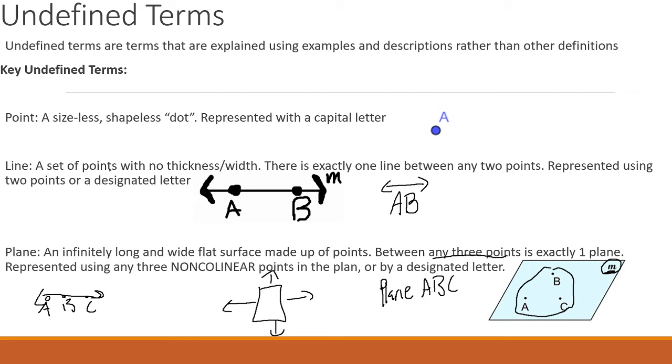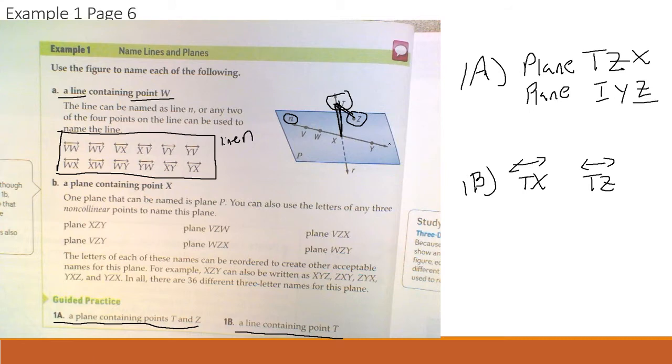But remember, there is exactly one line between any 2 points. So as long as you have 2 points, you have exactly one line. Even though they don't show it here, I know that because T and Z are 2 points, there is a line that goes through them. You could also say line R, because line R is this entire line here. So if I just say line R, then that includes point T as well. Any line with 2 points that has T in it is a line that contains point T.